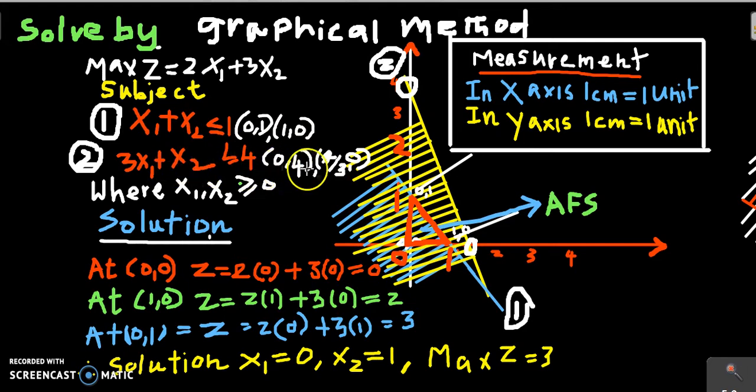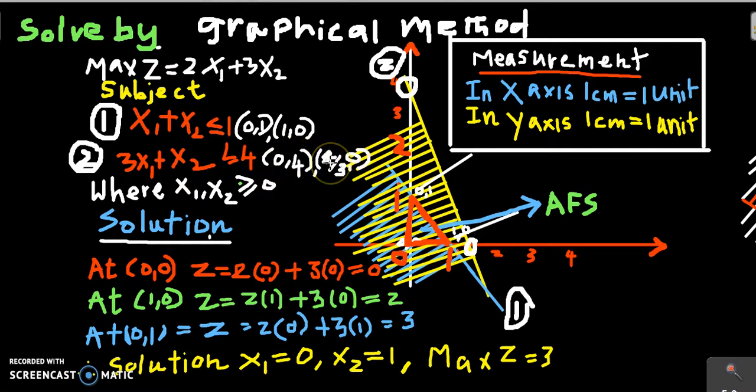Similarly, for the second constraint, we have to get 2 points. Suppose x1 is equal to 0, then x2 equals 4. That is the first point. Suppose x2 is equal to 0, then x1 would be 4 by 3. That is the second point.